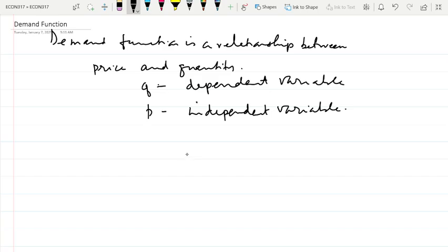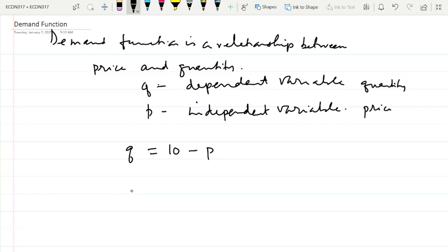So first I will start with a mathematical formula for a demand function. So I have Q, which is the dependent variable, as a function of price. So I write it as Q equal to 10 minus P. I have already introduced the notation, Q for the quantity and P for the price. So I should write here again, P is price, Q is quantity.